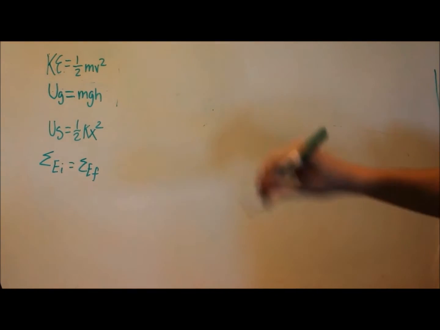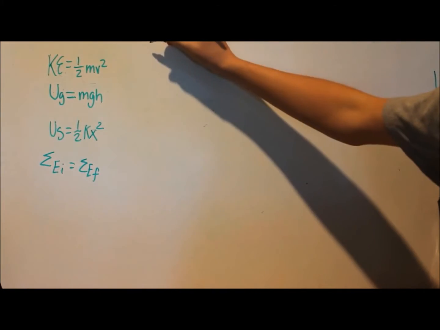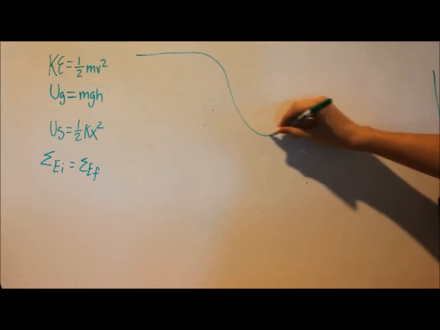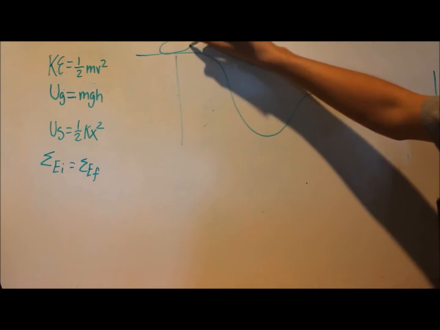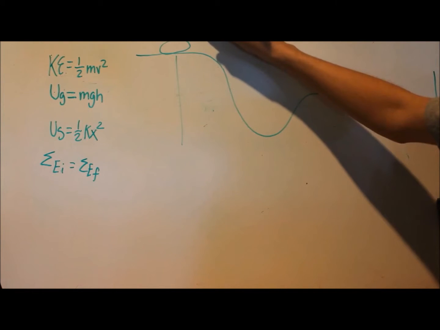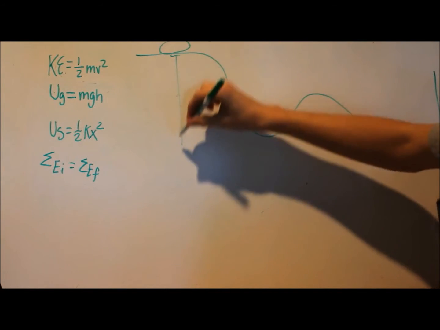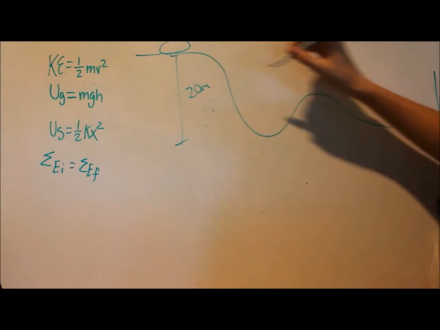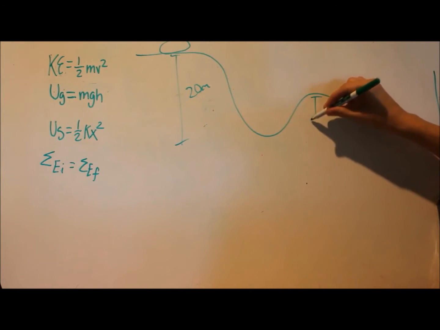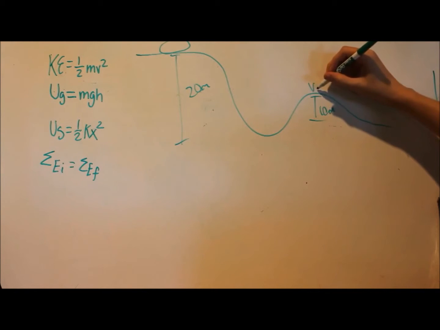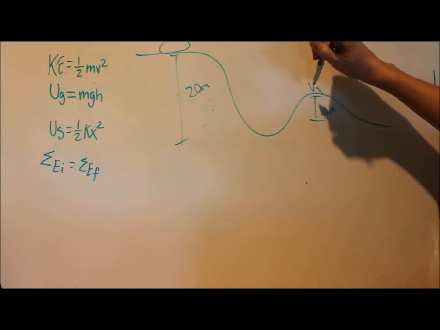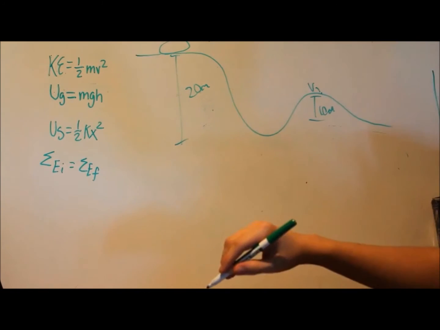So for this next problem, we have a roller coaster where the car is up here and has a mass of 100 kilograms at a height of 20 meters. And there's a second hill where the height is 10 meters. We're looking for the velocity here at the top of the second hill.